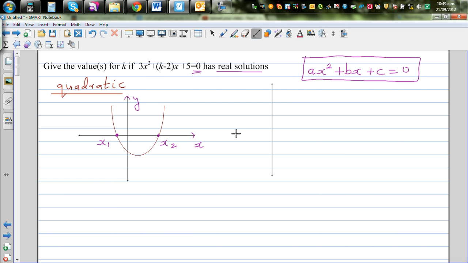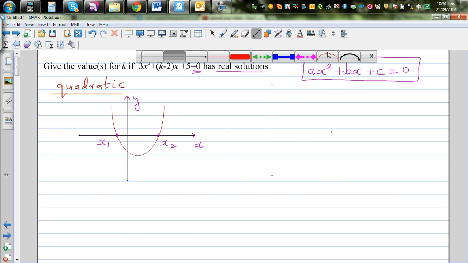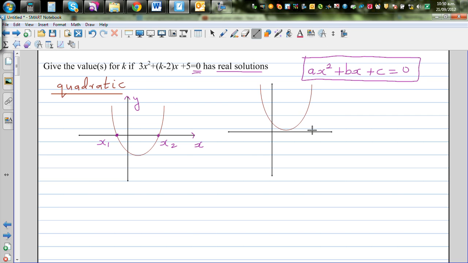The other possibility is that the parabola just touches the x-axis. There's only one solution here. You got only one root, so x1 is equal to x2. You can say there are two roots and both are equal. In some books they also call them roots. This is when your y is getting zero. In this case, you got only one solution. These are two ways in which you can get a real solution.